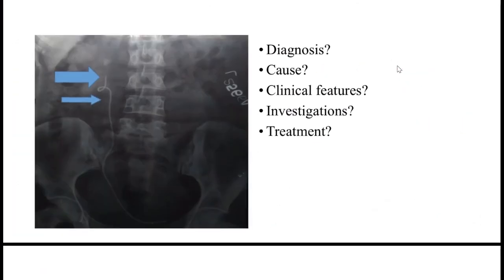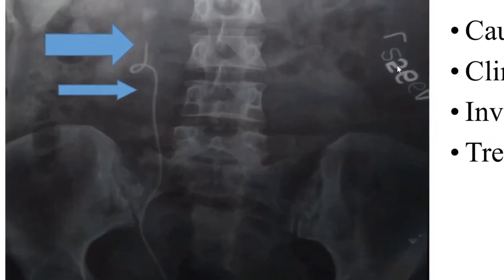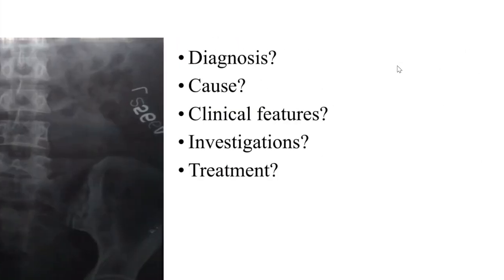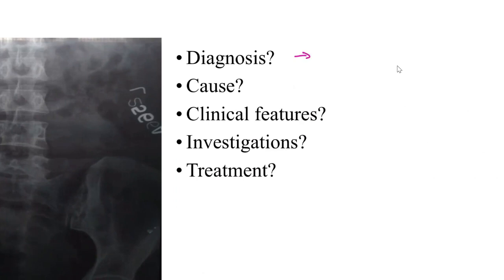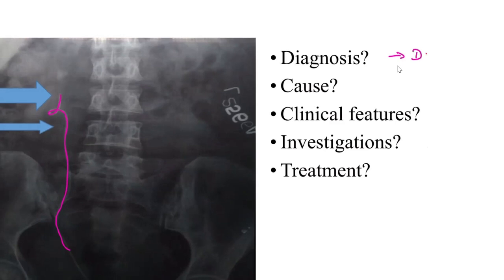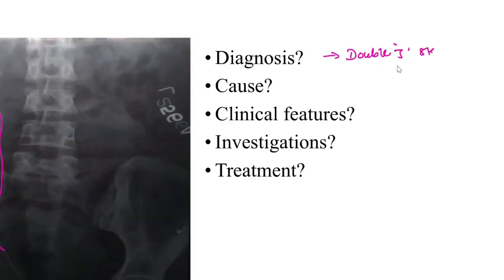Another X-ray is this. What is this? So what is this? This is actually a DJ stent. So the diagnosis is foreign body in the X-ray showing a double J stent, double J stent in the kidney.